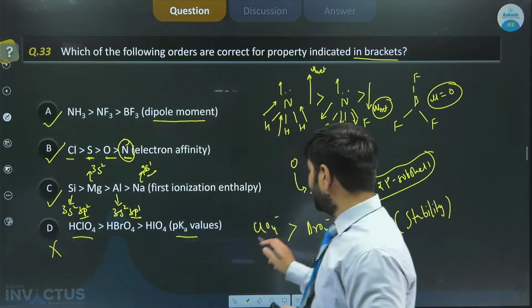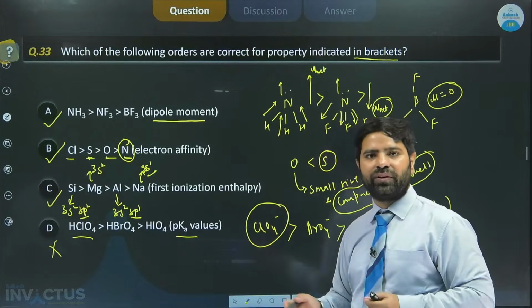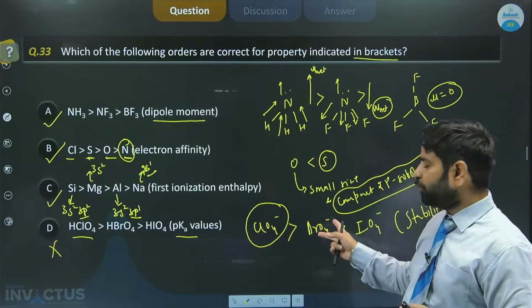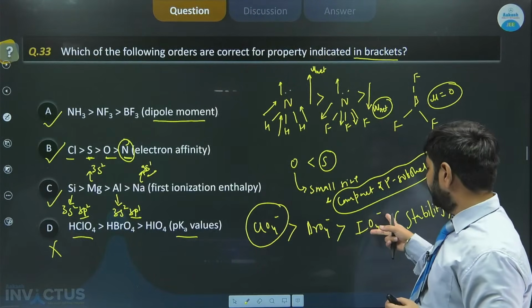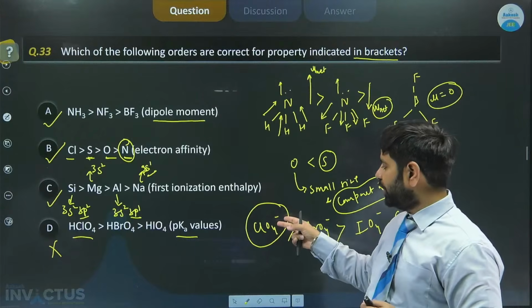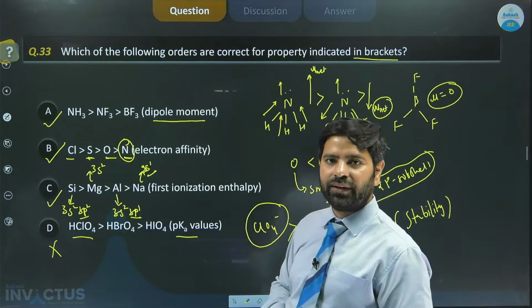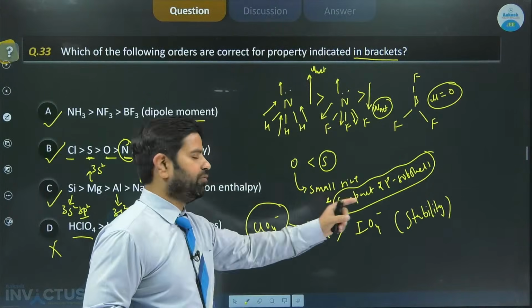Why is it more stable? The conjugate base is stabilised on the basis of resonance, you can say 2p-2p overlapping here, 2p-3p overlapping, 2p-4p overlapping. Oxygen lone pair is going into the 3p of chlorine, then into the 4p, then into the 5p.